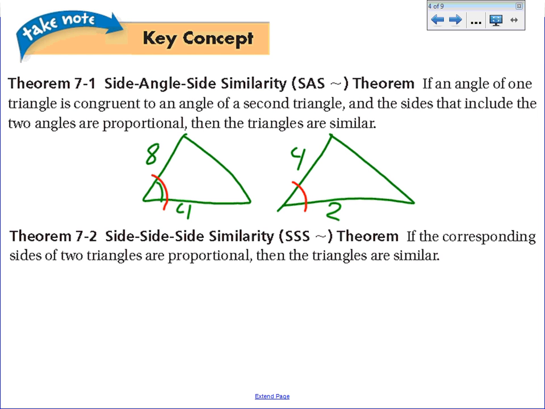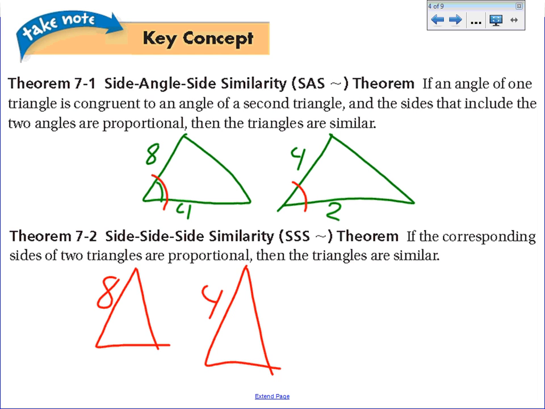We also have the side-side-side similarity. If all the corresponding sides are proportionate: 8, 4, 4, 2, 6, 3. As long as you can write the ratios for all the corresponding sides, and they are all equal, we can state that we have similar triangles. Does that make sense? Is that cool? Is that kosher? Down with that? Nice.